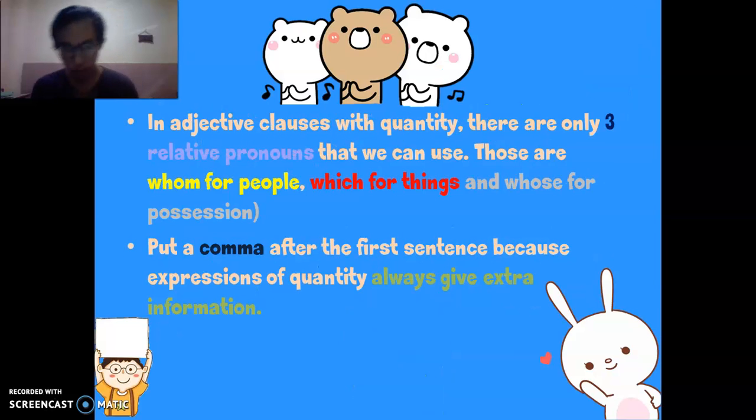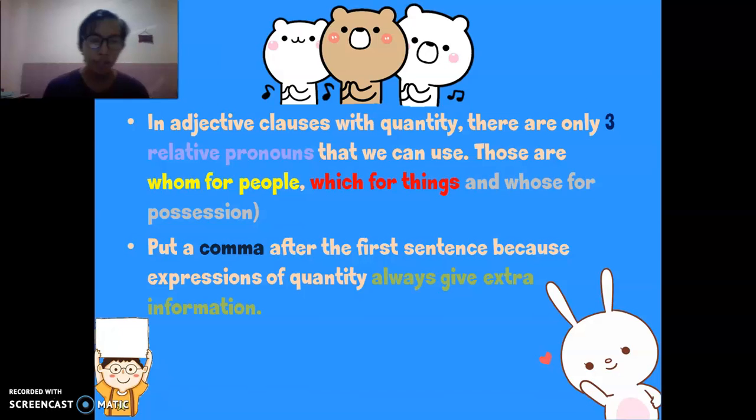And then the third point is, in adjective clauses with quantity, there are only three relative pronouns that we can use. And those are whom for people, and then which for things, and then whose for possession.